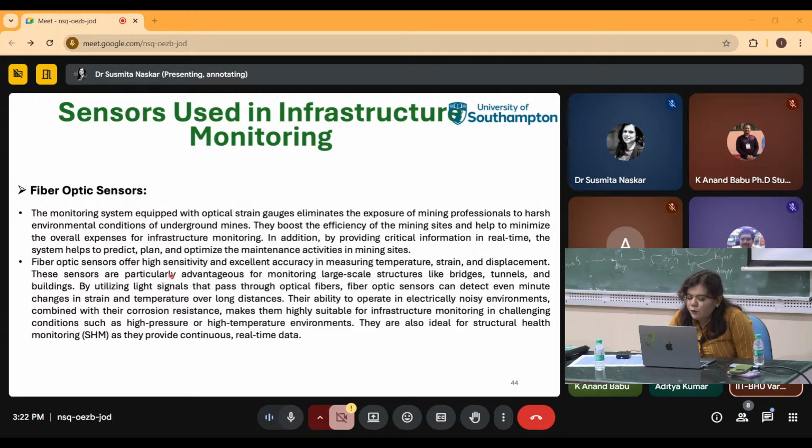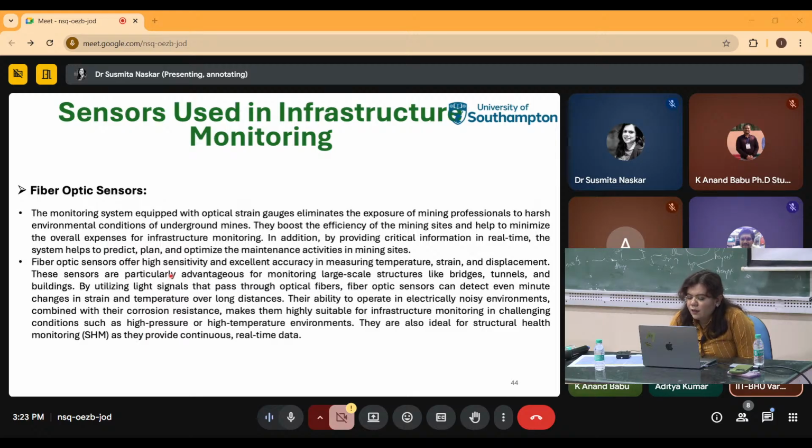And if you look into the key features of the sensors, fiber optic sensors provide very high sensitivity and excellent accuracy when we measure temperature, strain, and displacement. They are very sensitive and very accurate. They are ideal, as I said, for large scale structures like tunnels, bridges, and buildings, and they use a light signal passing through the optical fiber to detect even minute changes. They are very precise over long distances as well, which is critical for early warning systems.